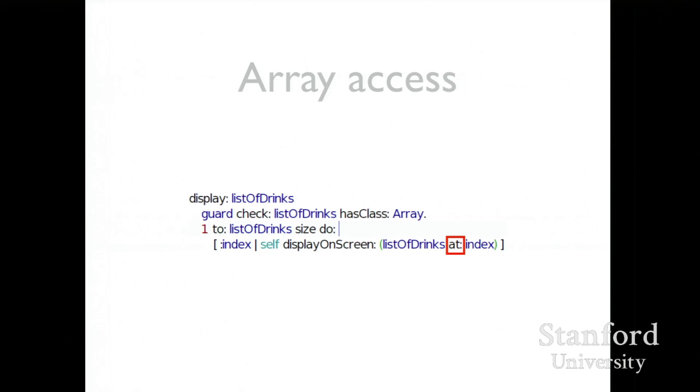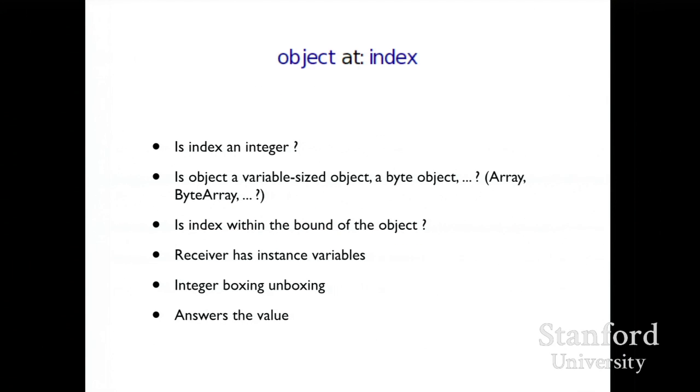Finally, what we want to optimize is the access to the array. As Eliot explained, I'm not going to go through everything again, but accessing an array in Smalltalk is a very expensive operation. We need to check if the index is an integer, if it's in bounds, and what the actual type of the object is.